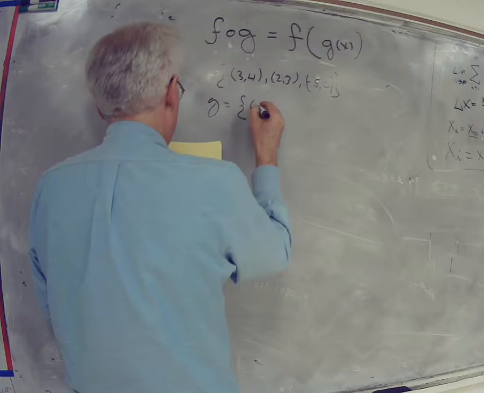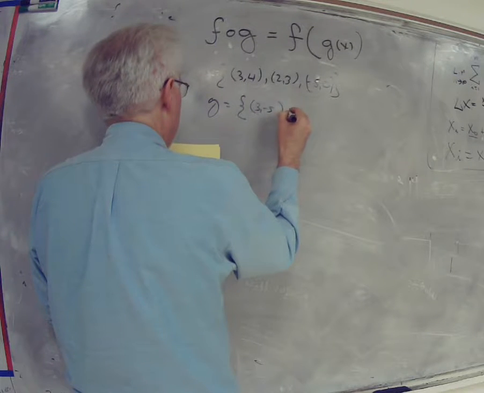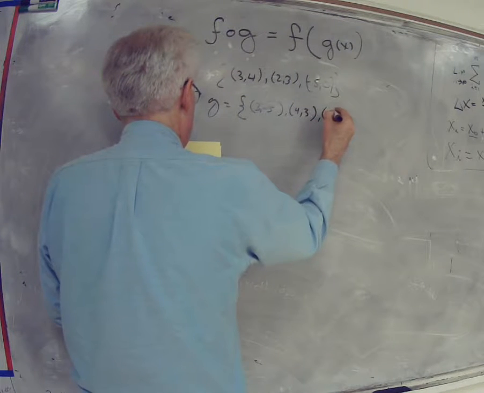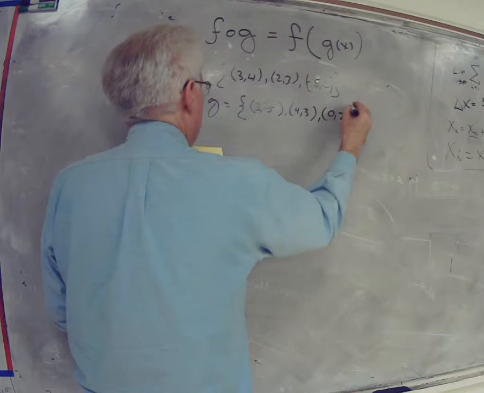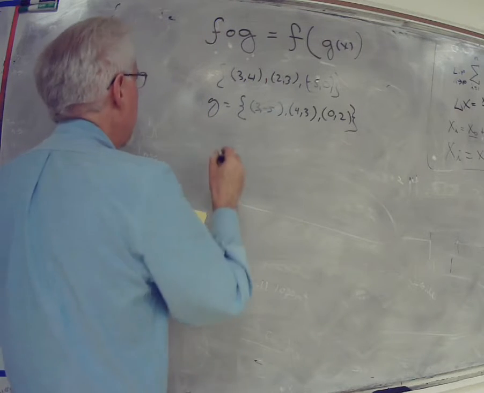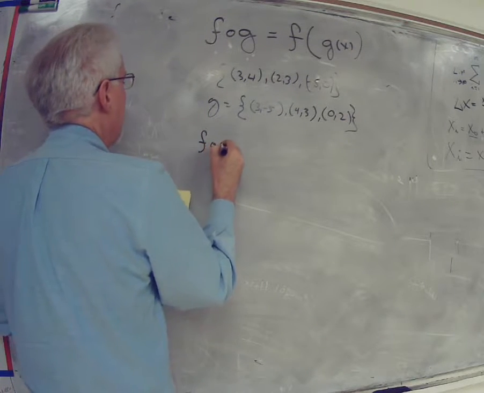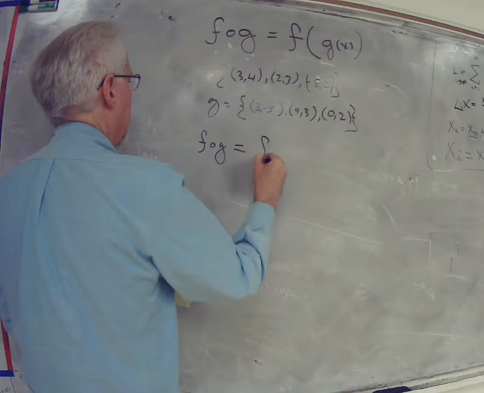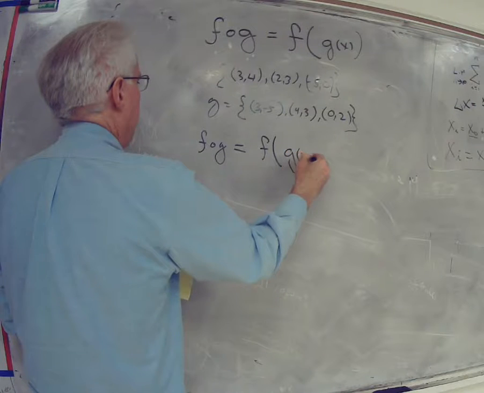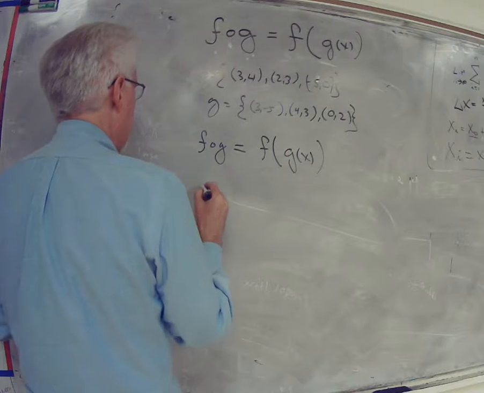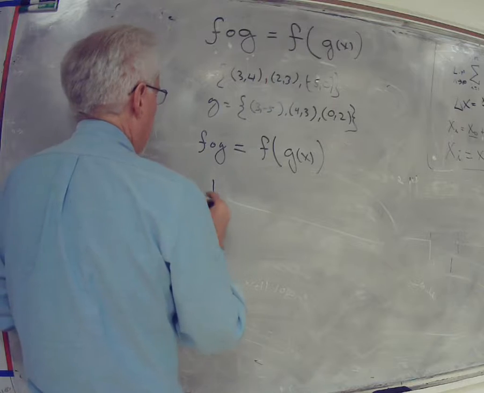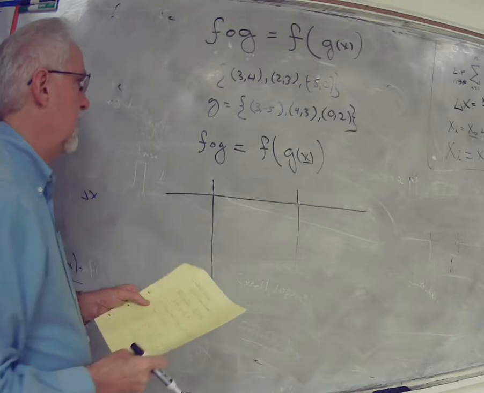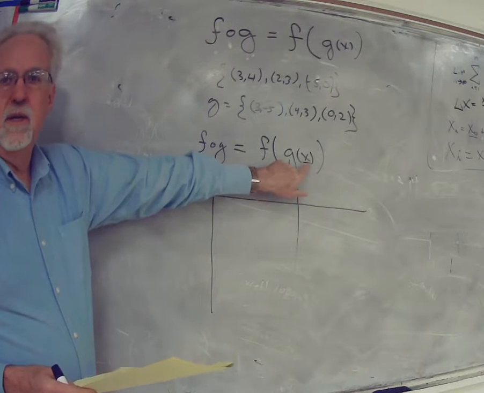G is (3, -5), (4, 3), (0, 2). Okay. So now I want you to tell me what F composite G is. Tell me in words what it is. F of G. F of G of X. Okay, so you work with points and you start on the inside.